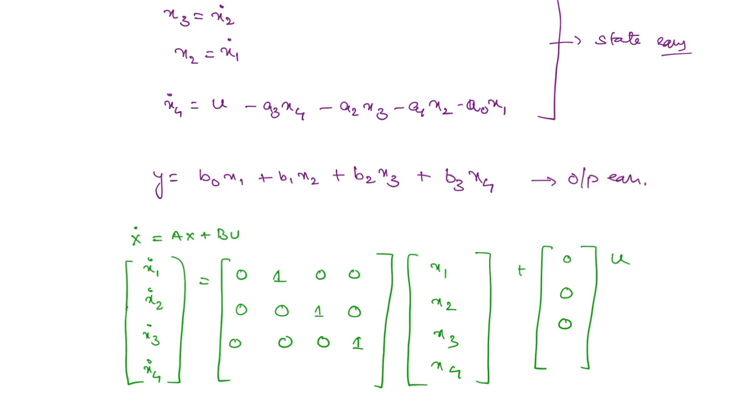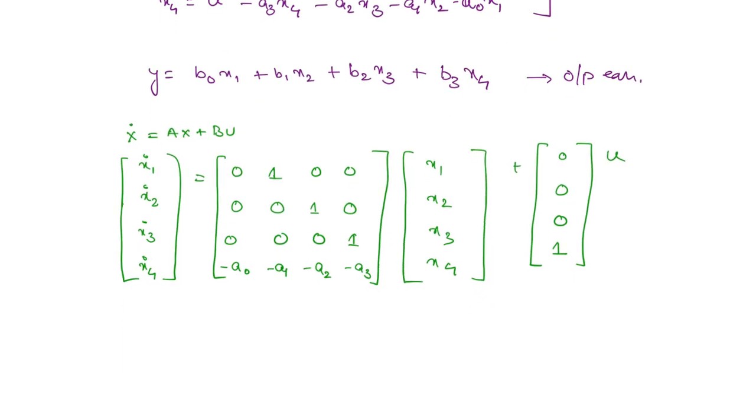What about x4 dot? This is equal to minus a0 x1, minus a1 x2, minus a2 x3 and minus a3 x4. So you will get minus a0, minus a1, minus a2 and minus a3 here. And what about the input function? Here you have 1. So this is indeed the controllable canonical form. The A matrix should be like this in the controllable canonical form, and the B matrix will be like this.